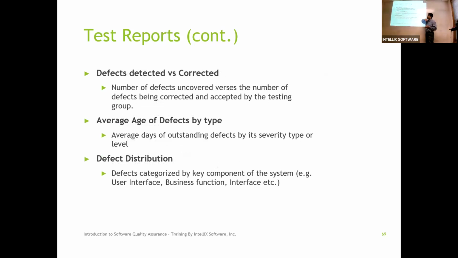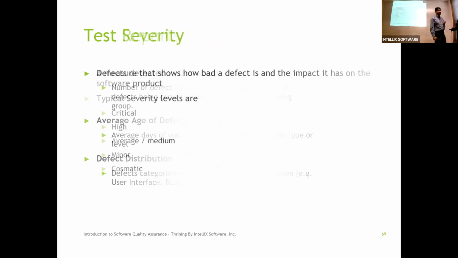Those are the details for each one of the things that we talked about. What is the average age? How many defects are outstanding and for how long? What is the severity type? Where are they mainly focused? Is the defect more on your interface, on a database, or is it the API? How long is it taking you to fix them?